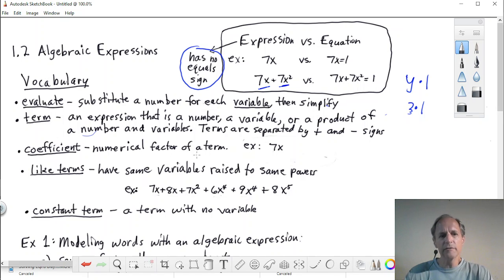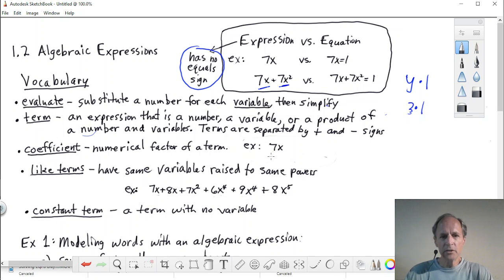Coefficient is the numerical factor of a term. For example, in this term, 7x, the coefficient is the numerical factor, which is 7. Remember what a factor is? A factor is just one of the things that is multiplied by something. So 7 is multiplied by x. 7 times x is this term. 7 is a factor. X is a factor. Okay? One of the things that's multiplied. Each of the things is a factor. The numerical factor is the one that's the coefficient. In this case, 7. Okay?